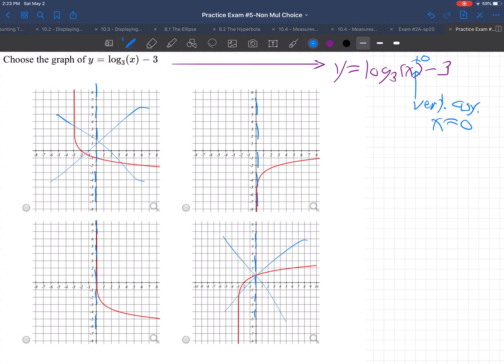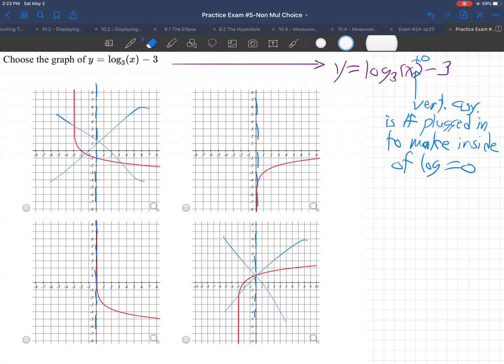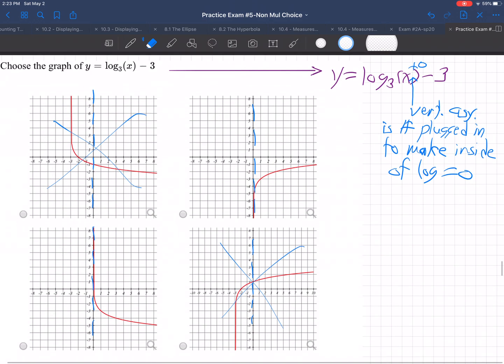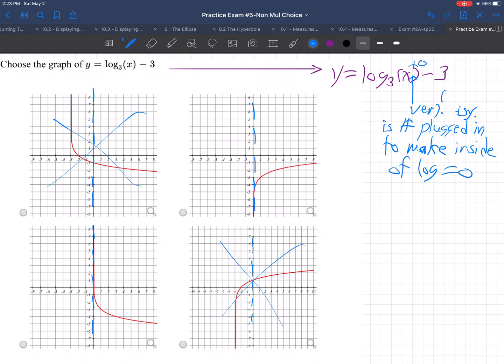So the vertical asymptote, again, if that's confusing for you, let me put it this way. The vertical asymptote is the number plugged in to make the inside of the log equal 0. So it's the number you could plug in to make the inside of the log 0. So in this case, it's just 0. So x equals 0 is the vertical asymptote.